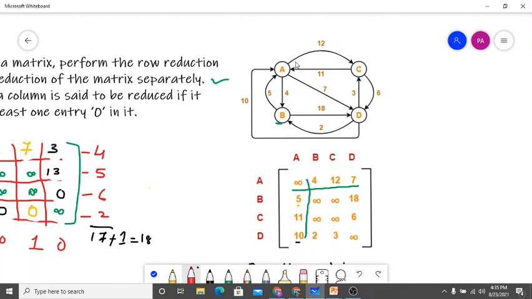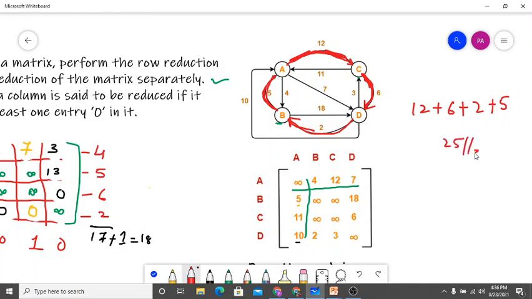First one, from A to C. What is A to C? It is 12, plus from C to D, which is 6, plus from D to B. What is D to B? D to B is 2, plus from B to A. What is B to A? B to A is 5. So here 12 plus 6 is 18, 18 plus 2 is 20, 20 plus 5 is 25.